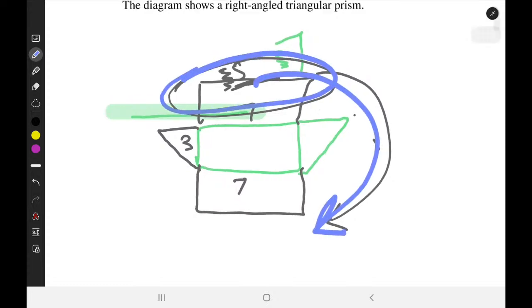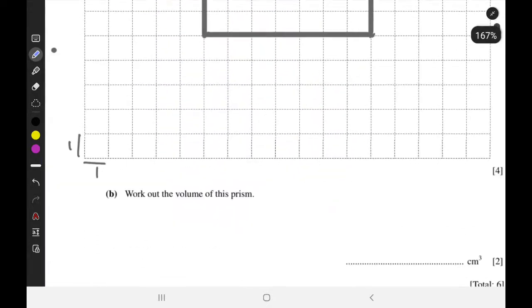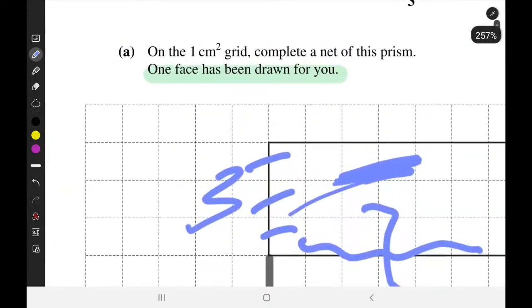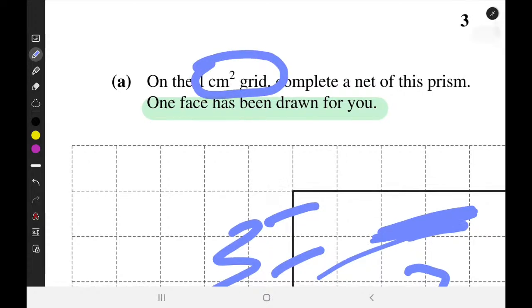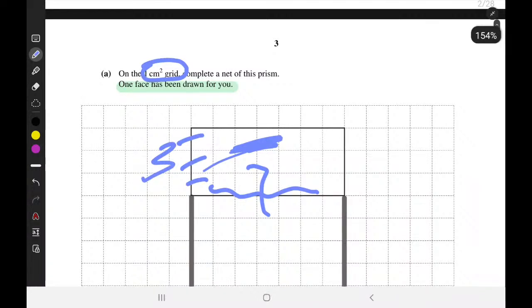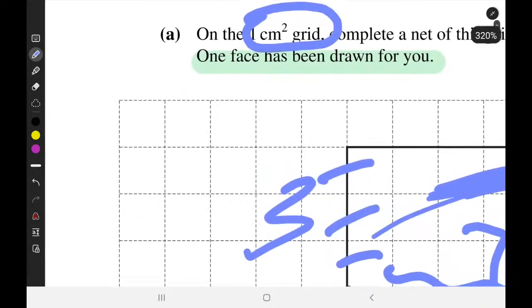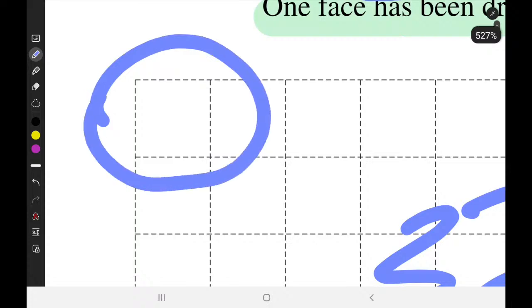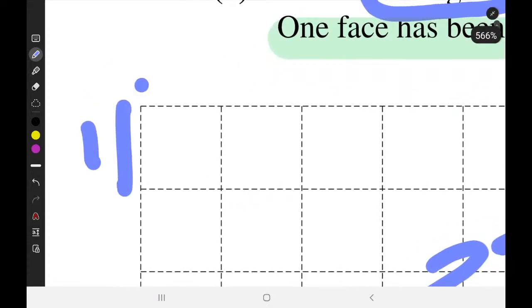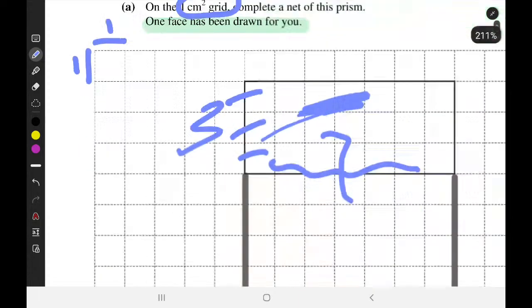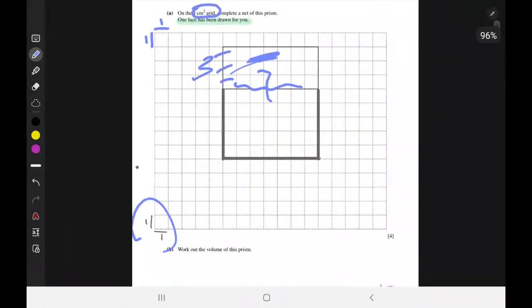I also explained that it's written on the 1 centimeter square grid. Now what students normally do is they don't attempt this question and leave it, because they don't understand what a grid is. We know that these all are squares. As it's 1 centimeter square, if this is 1, then this is also 1, so 1 multiplied by 1 is 1 centimeter square. I explained that in that video.